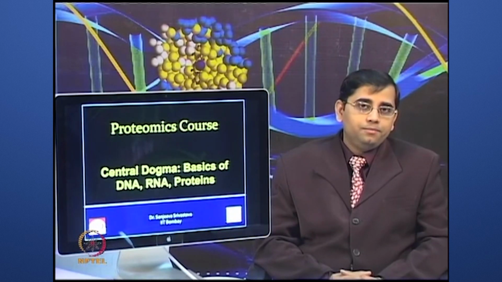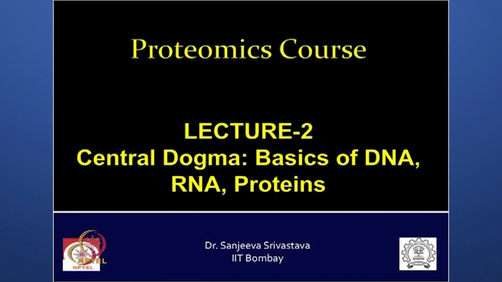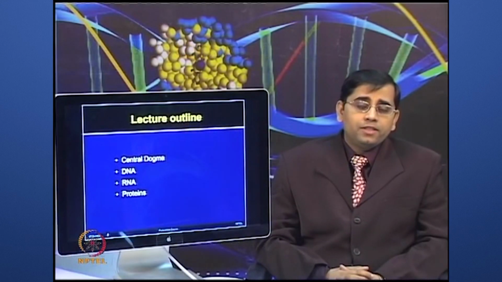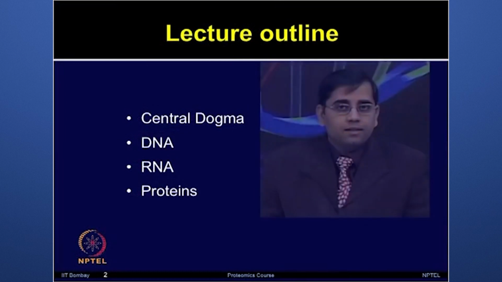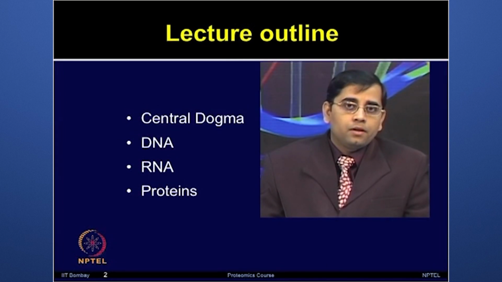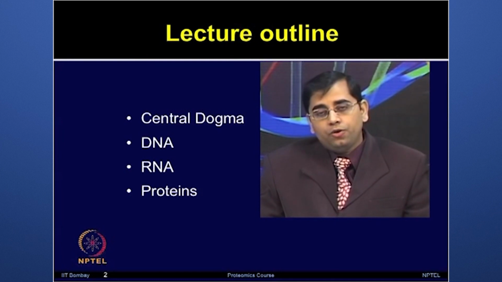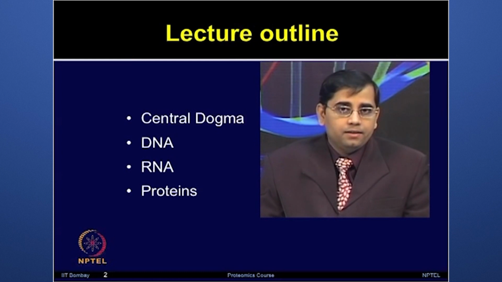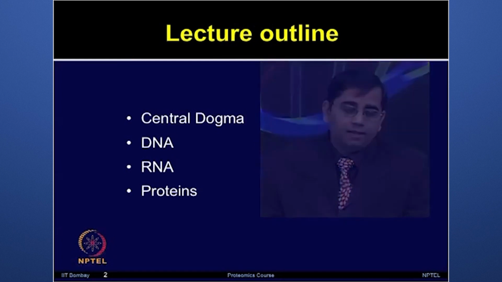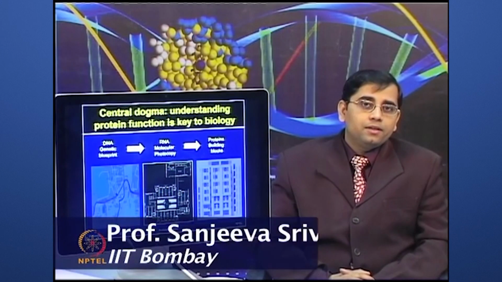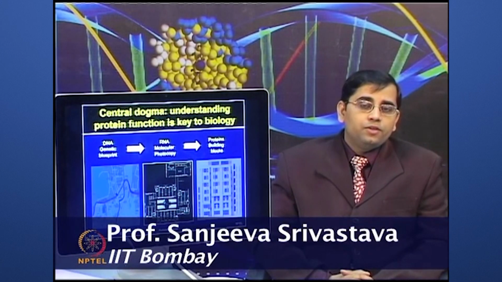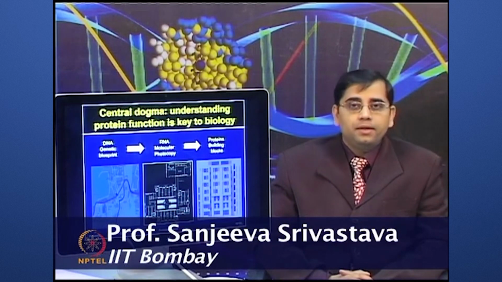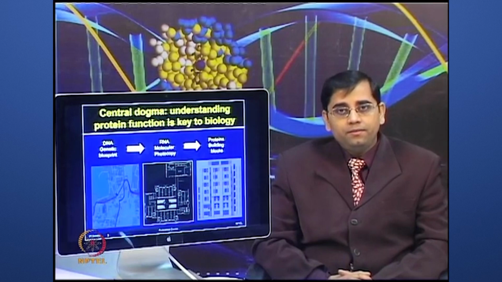Welcome to the Proteomics course. Today we will talk about central dogma, basics of DNA, RNA and proteins. So lecture outline is, we will briefly discuss the central dogma, the structure and function of DNA molecule and structure and function of different types of RNA, and then we will talk about proteins. So let us talk about central dogma, which is information flow from DNA to RNA to protein.